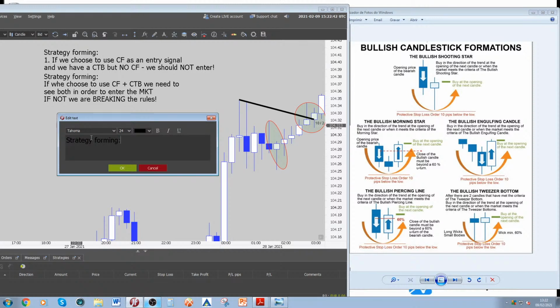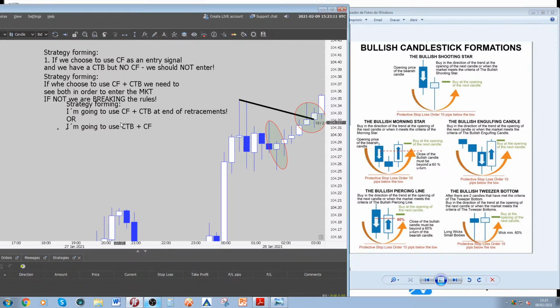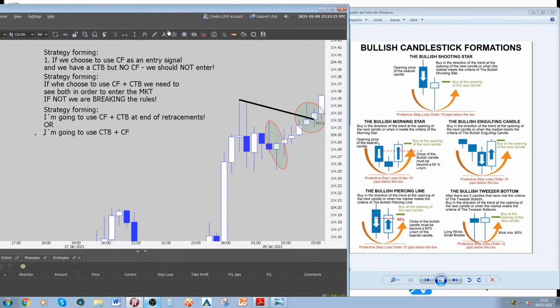Strategy forming. I am going to use candlestick formation plus counter trendline break at the end of retracements, or I'm going to use CTB plus candlestick formation. See how this is going to be different right now? Those are two different entry strategies, everybody. If I'm going to use candlestick formations plus counter trendline break at the end of retracement, I cannot enter in here. Make sense, everybody? I cannot enter.